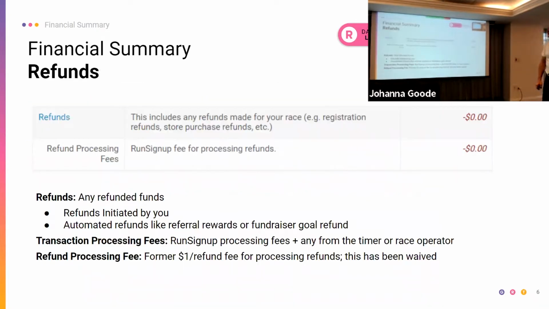This is a total of any refunds. So any refunded funds that are initiated by you, and automated refunds like referral rewards, will also show up in this area as well. And then transaction processing fees: RunSignup processing fees, and any from the timer or race operator, and then refund of processing fees as well.